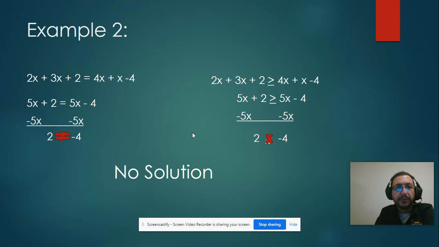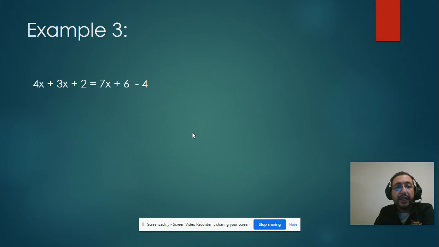Let's go over example number 3. We have 4x plus 3x plus 2 equals 7x plus 6 minus 4. First, we need to combine like terms: 4x plus 3x on the left side, and 6 and minus 4 on the right side. So we're going to have 7x plus 2 equals 7x plus 2. Same thing. When we have to pick a side, 7x is the same as 7x, so it doesn't matter which side is our variable side. So it will be minus 7x on both sides, and we have 2 equals 2. So this statement is true.